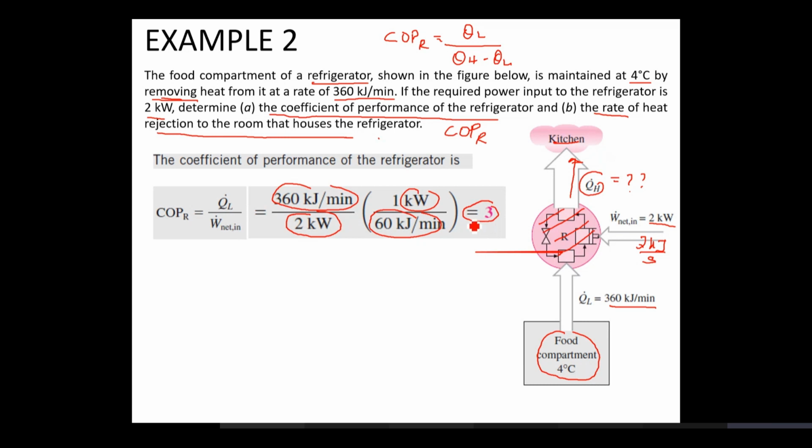Now, the second part was to determine the rate of heat rejection to the house or the atmosphere surrounding the refrigerator. So how could you find it out?